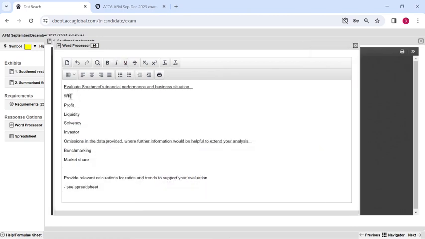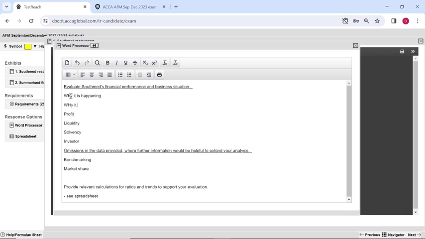And in each section, I'm going to try to say why what I'm seeing with the ratios is happening and why it matters, especially if it continues. And that's the style that you're going to try and use in each section. I'm not going to build up a full answer here, but let's have a quick look at the solution for one part, solvency, where we're looking at gearing and interest cover.